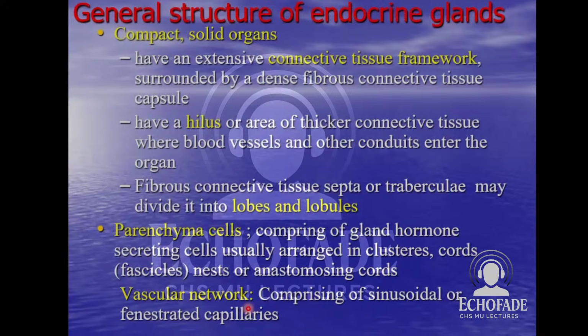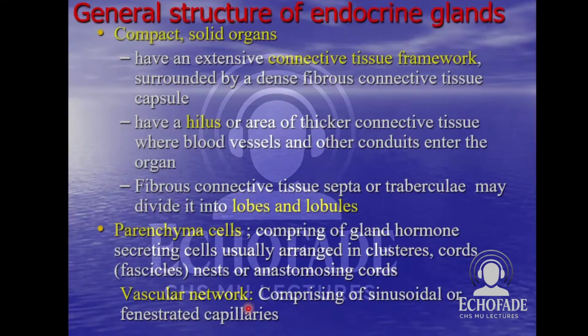So this is the general structure. Again, each of those will have a capsule, septa, trabeculae, the parenchyma, the cells, and the vascular network. Apart from this, of course, we have the ground matrix in which the cells and the fibers are suspended.